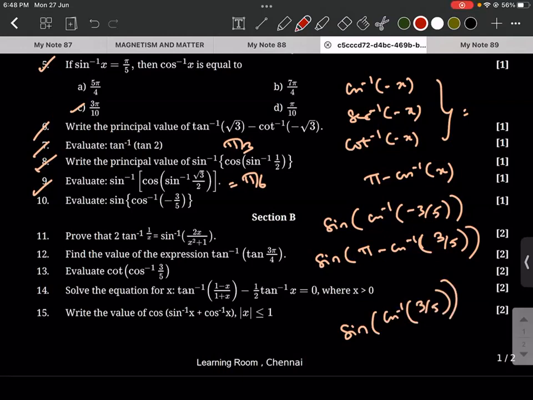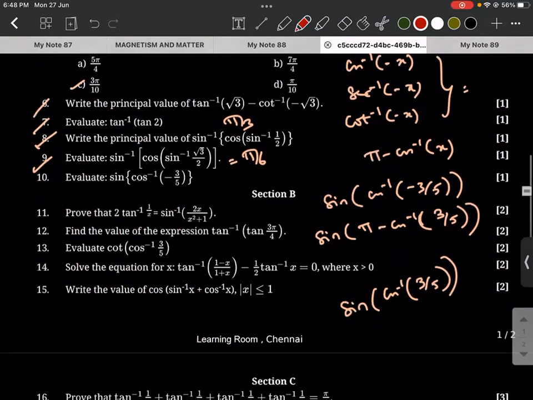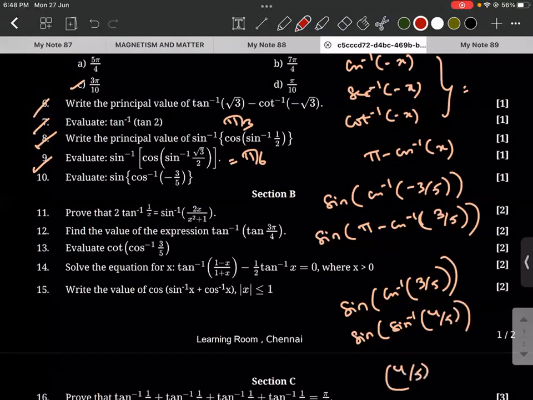Now you have to use a triangle method. So cos inverse of 3 by 5. What are the Pythagorean triplets? 3, 4 and 5. Correct? So this will become sine inverse of 4 by 5, no doubt in that. Sine of sine inverse of 4 by 5 is 4 by 5. So the answer to this question is 4 by 5.